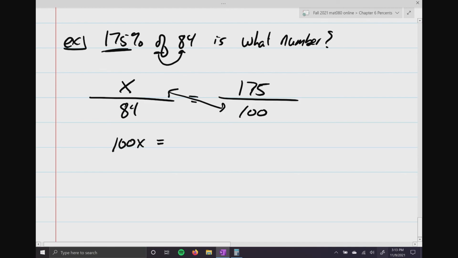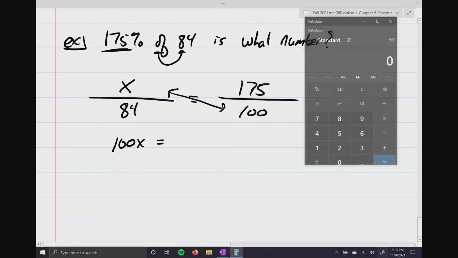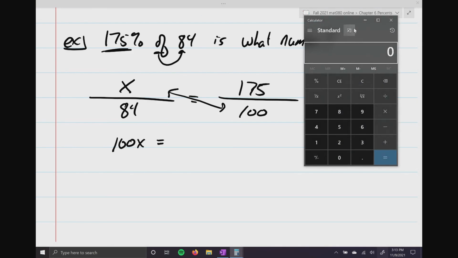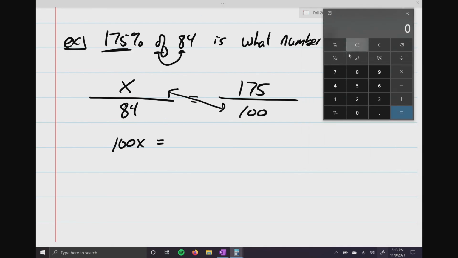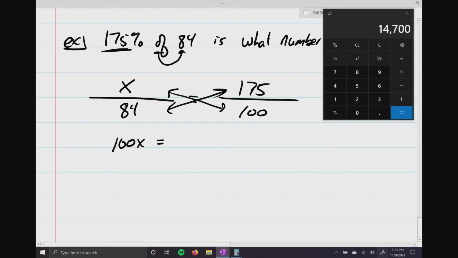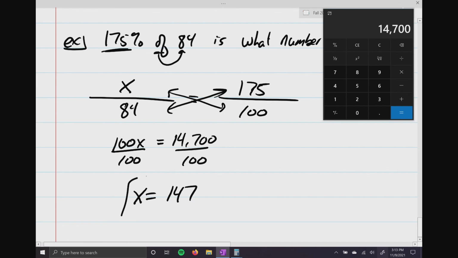Now, I do have to do that. I can't do that one in my head. So let's see here. What do we have? 84 times 175. It's going to equal 14,700. And then I just divide both sides by 100, and I can do that. X equals 147. And that's going to be it for this video.